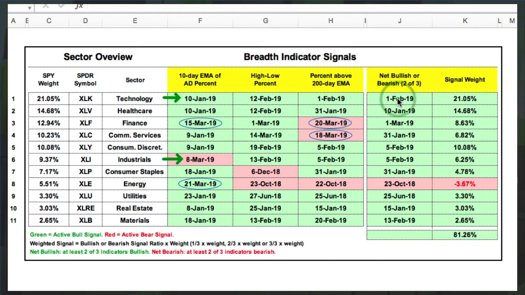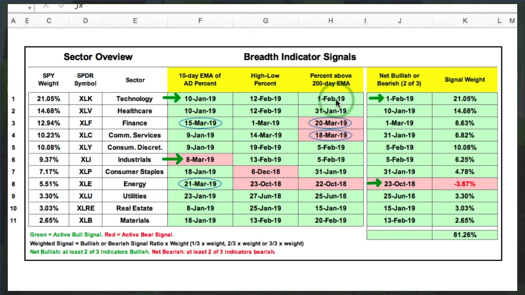So I take the signals, and if we're net bullish, 2 of the 3, then we get a green for net bullish. The only one that is net bearish is energy, with 2 of the 3 indicators still on bearish signals. And so I take the number of signals and multiply it by the weight.